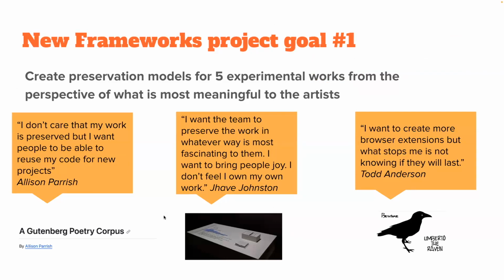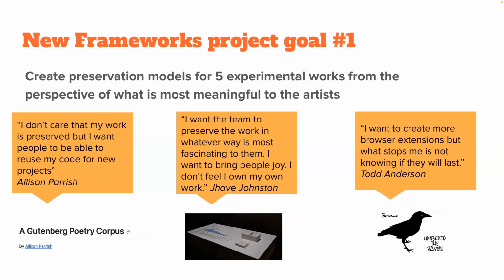So the first goal for this project is to work with the artists to build the preservation sketch with them. And we started this project by asking the artists what matters to them. The responses range from Allison Parrish, who wrote the Gutenberg Poetry Corpus, who said, I don't care that my work is preserved, but I want others to use it.